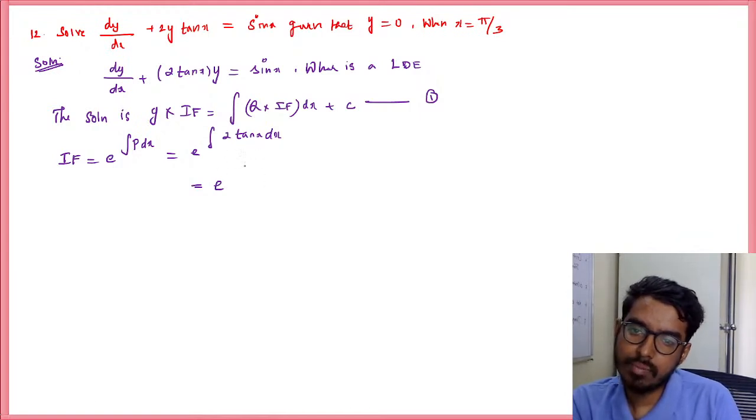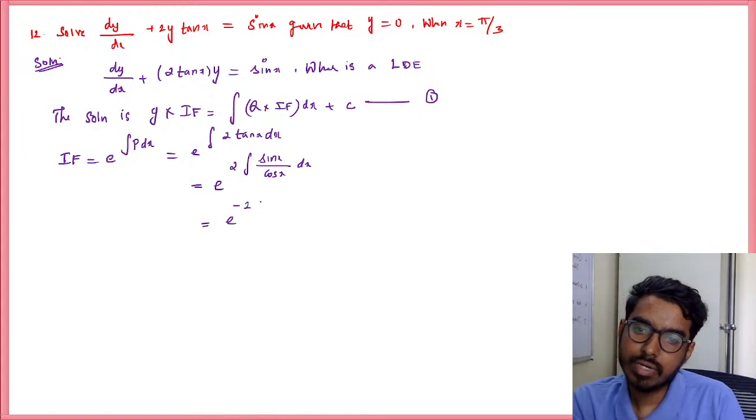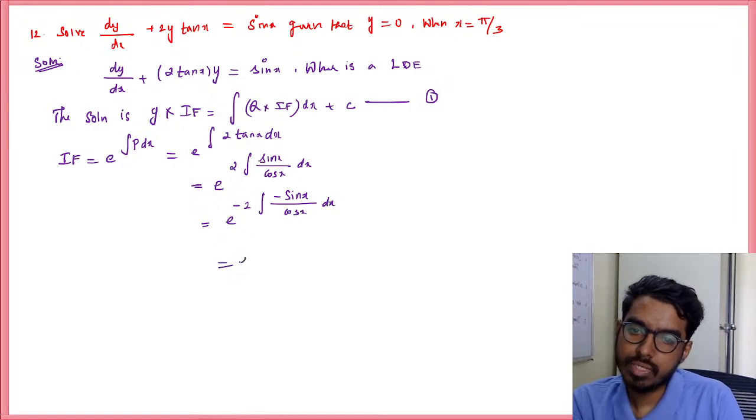Will be e power integration of 2 sin x by cos x dx. But here the derivative of cos x is minus sin x. So the minus is missing. Just multiply by minus minus. Will be e power minus 2 log of cos x, right?